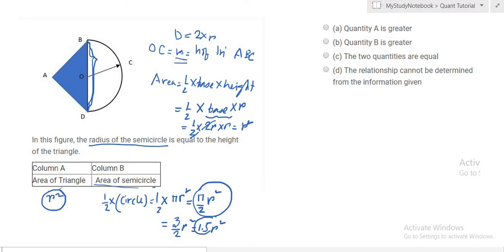So from here it's apparent that this value is higher than the area of the triangle, and therefore we can conclude that quantity B is greater. So based on the information that we have obtained, we can determine the areas and then decide which value is greater or not.